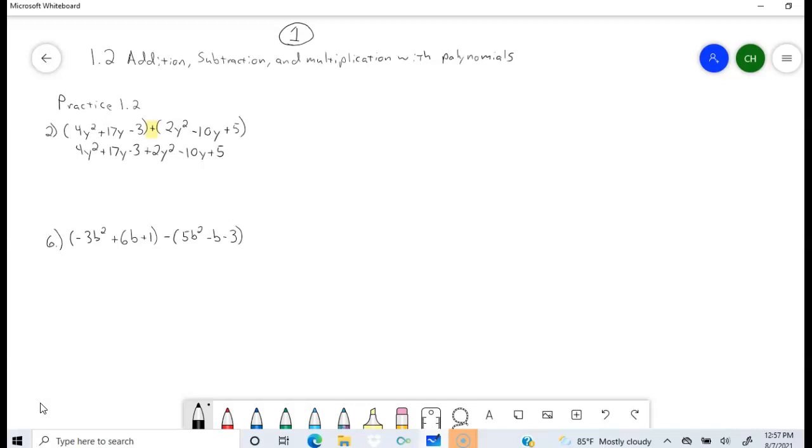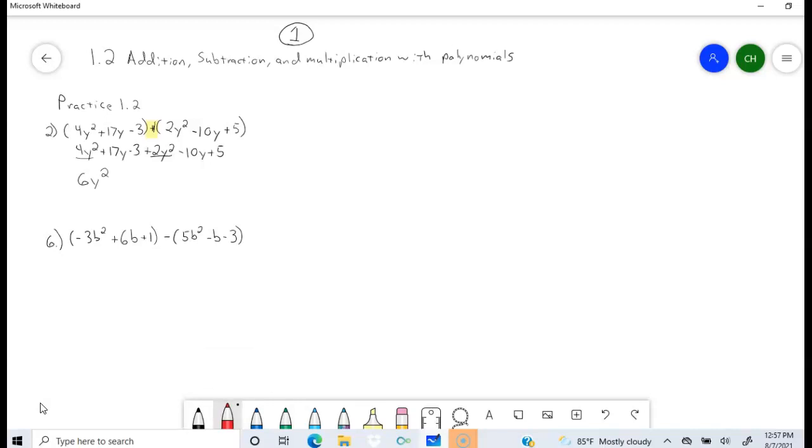We didn't show the step, but there's an understood 1 right there. And what we're really doing is distributing that positive 1, multiplying it times everything in there, which gives us what we started with. Now I'll combine like terms. I've got 4y squared and 2y squared is 6y squared.